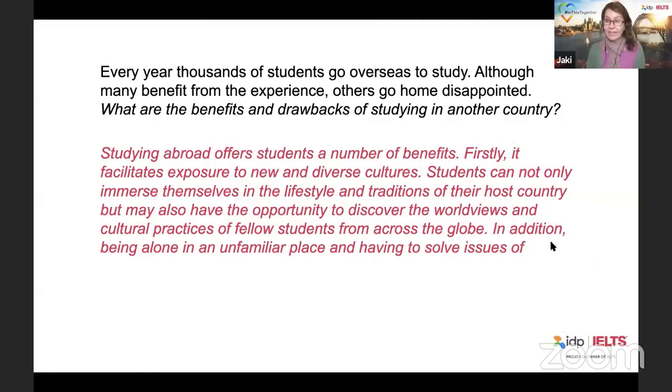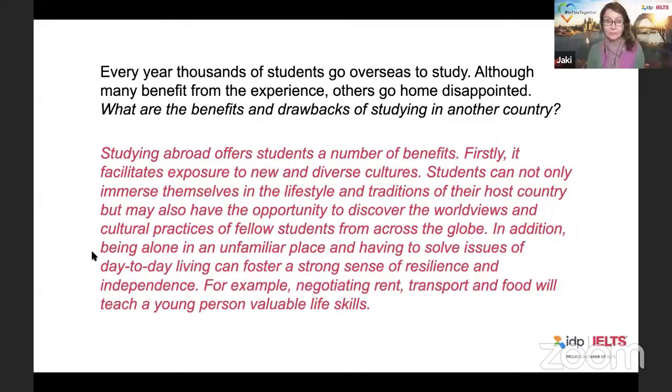In addition, so here's my next reason. Being alone in an unfamiliar place and having to solve issues of day-to-day living can foster a strong sense of resilience and independence. Now, here's an example. Negotiating rent, transport, and food will teach a young person valuable life skills. Can you see that this example is not a long story? It's just supporting your reason. You wouldn't say, when I was studying overseas, I went down to the local supermarket and I had a long shopping list and then I bought blah, blah, blah. Don't do that because it's going off topic.